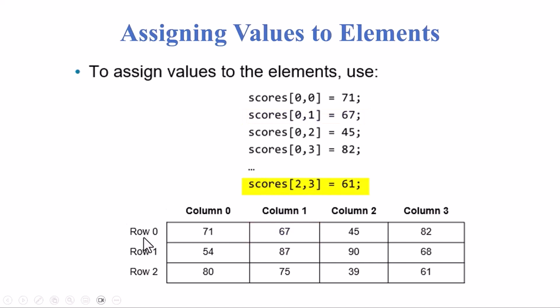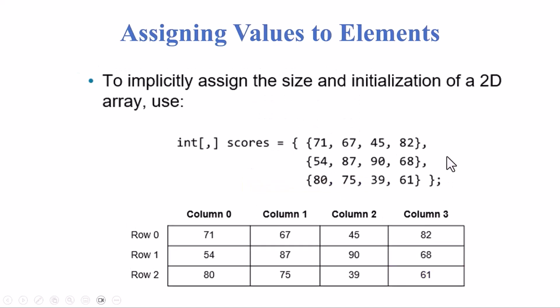Score 2, 3 is 61. We're putting a 61 in there. And that's exactly what we're doing. So it's very easy to work with. You can even assign it implicitly.